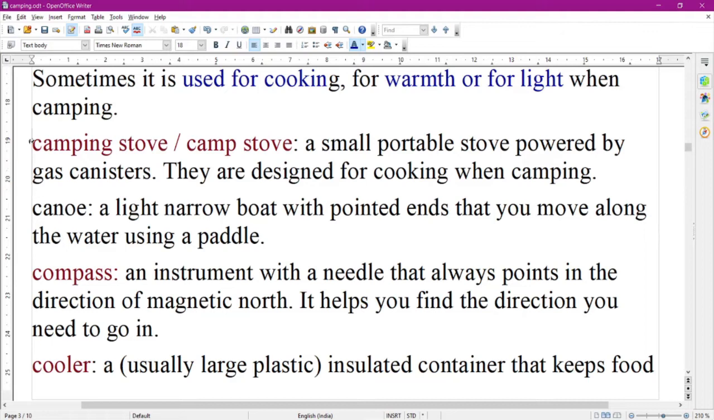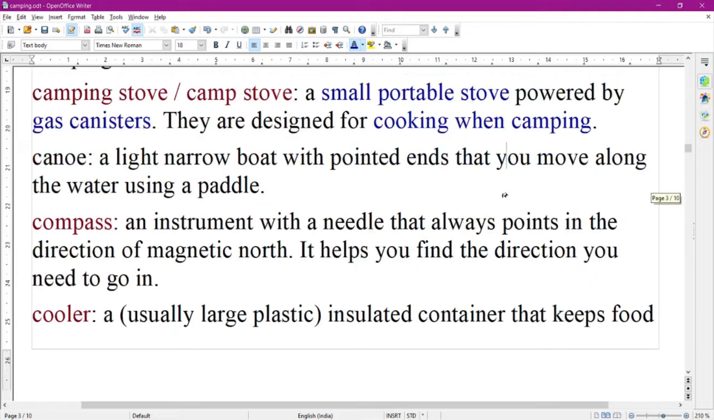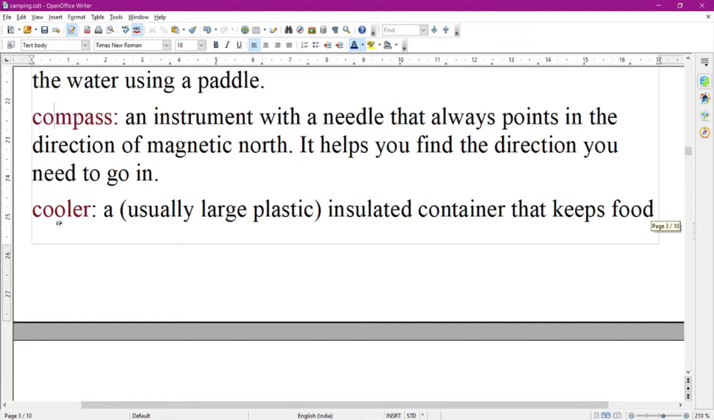Next is camping stove or camp stove. Basically they carry a portable small stove, running mainly on gas canisters. They are designed for cooking when camping. Next is a boat named canoe. Compass, cooler. Cooler is the plastic box where the food is stored.